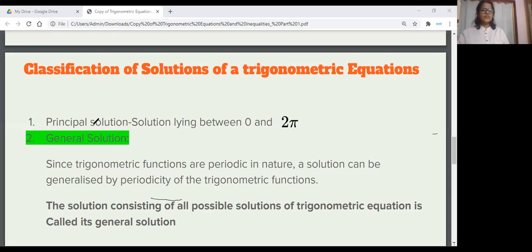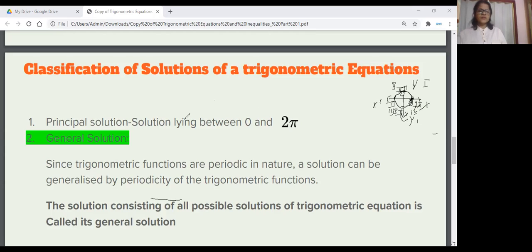Whenever you have a principal solution, as I have written here, the solution lies between 0 and 2 pi. If you remember, suppose this is the x-axis and y-axis. The coordinate axes divide the plane into four quadrants. In the first quadrant, the measurement of the angle is between 0 and pi by 2. Then second quadrant, third quadrant, fourth quadrant. Here you start at angle 0, arrive at pi by 2, pi, then 3 pi by 2, then you arrive at 2 pi. It means you are covering one complete rotation, traveling on the circle once, from 0 to 2 pi.